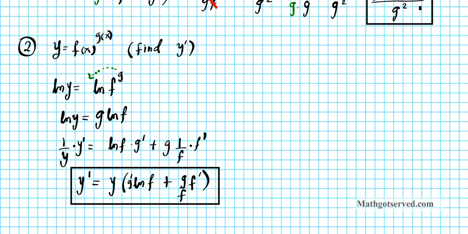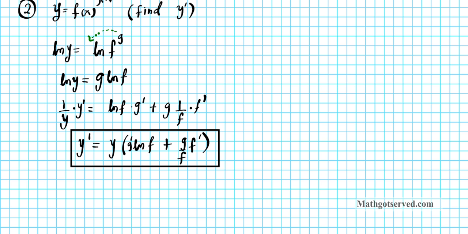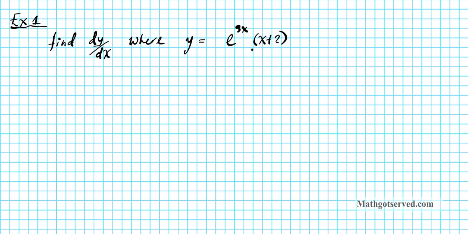Okay, so now let's take a look at some concrete examples. Example one, we're to find dy/dx, where y is equal to e to the 3x times (x plus 2) to the 4th power, divided by x to the 5th times the cube root of (x plus 3).